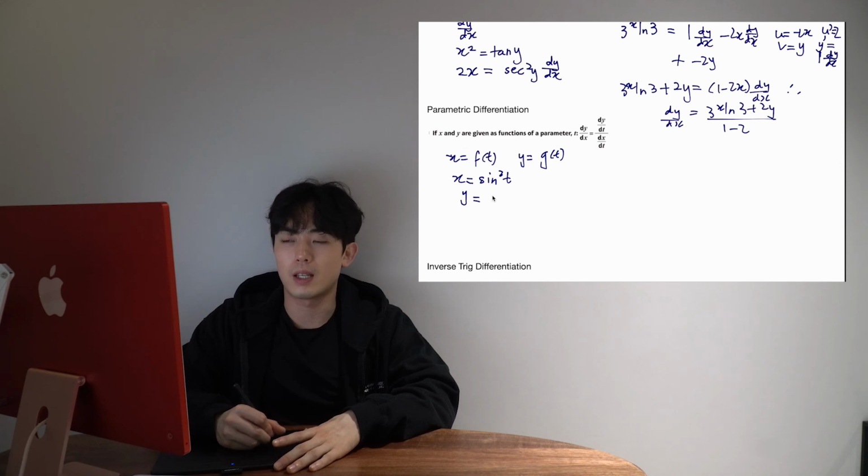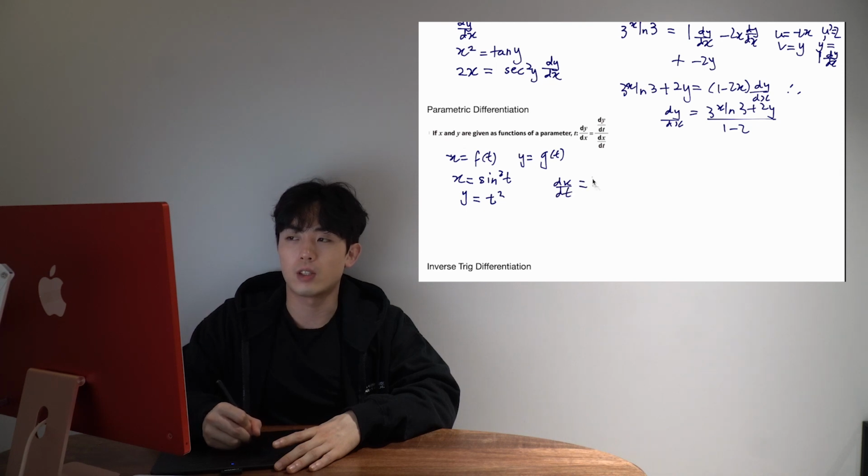However, if they're more difficult, for example, x is sine cubed t, and let's say y is t squared, then we could replace it, but you could also just differentiate individually. So dx by dt is, chain rule again, 3 times the derivative of sine, which is cos t this time, times sine to the power of 2, so sine squared t, and dy by dt is just 2t.